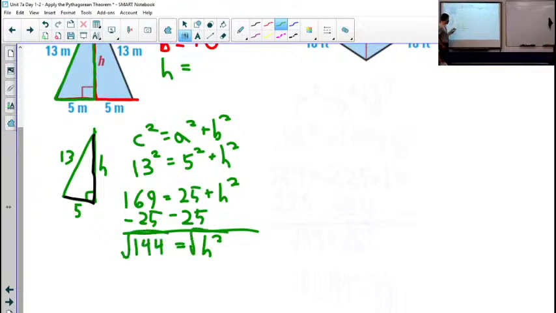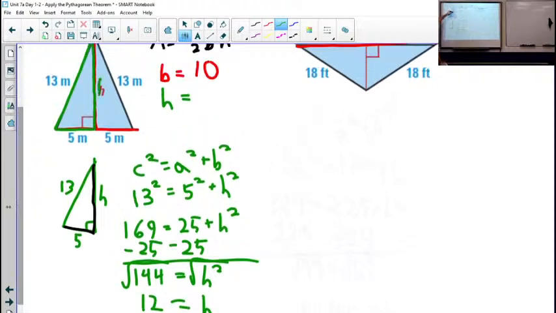And take a square root. And lo and behold, the square root of 144 is 12. So this distance is 12, and that is our height.